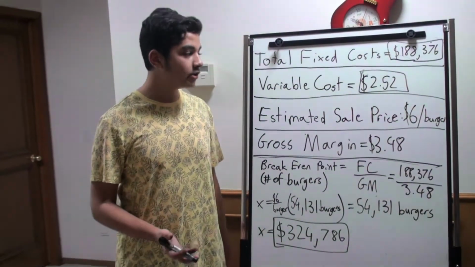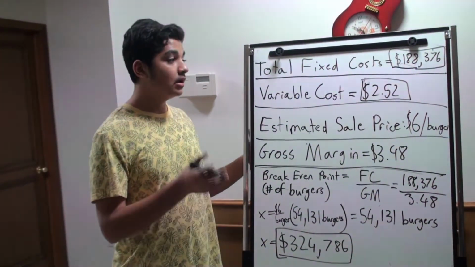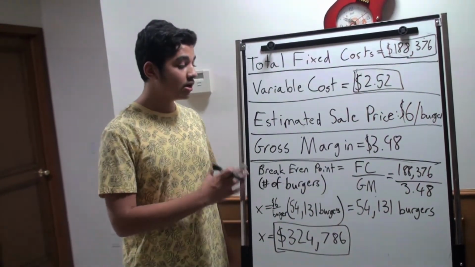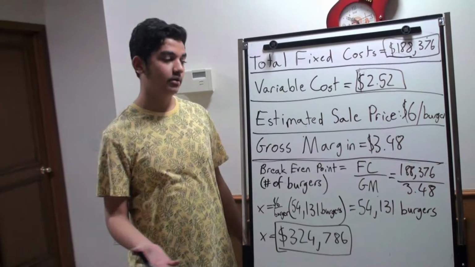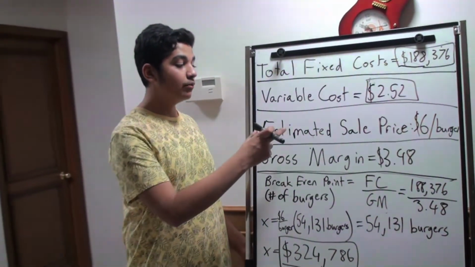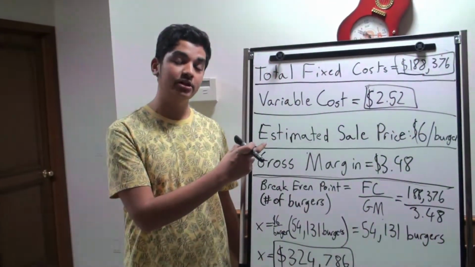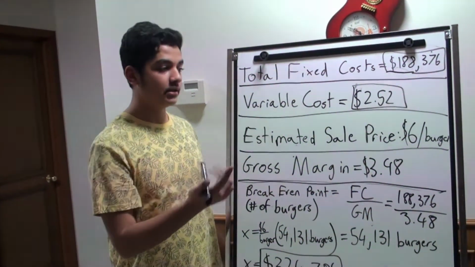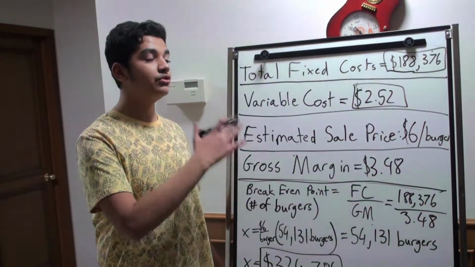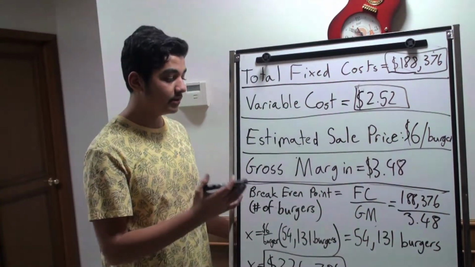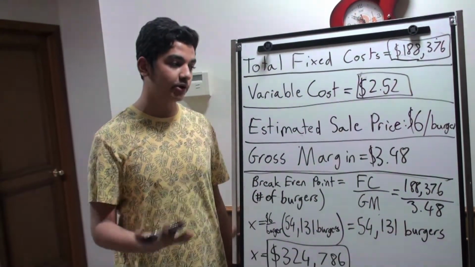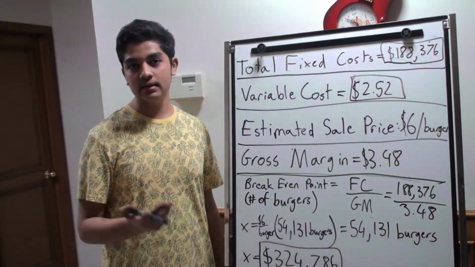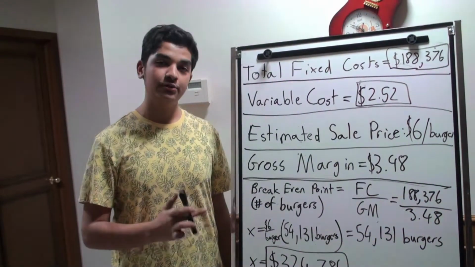So now that we've calculated the variable costs for each burger and the estimated sale price of each burger, we can calculate the gross margin on each burger. The way we do that is we take the estimated sale price of each burger minus the variable cost of each burger. And so that's $6 minus $2.52, and that gives us the gross margin for each burger, which is $3.48. This gross margin is the gross profit you make on each burger.